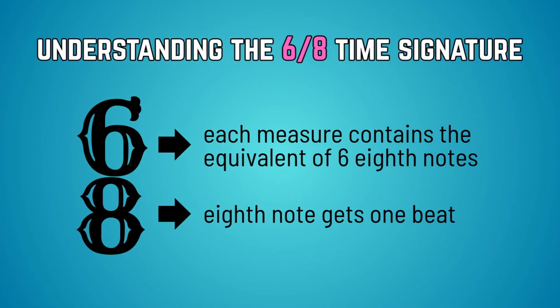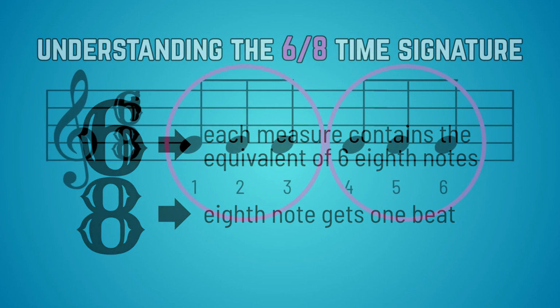Let's examine the two numbers in the 6/8 time signature. The top number is 6. This tells us that each measure contains the equivalent of 6 eighth notes. The bottom number is 8. This tells us that the written subdivision is based on the eighth note.